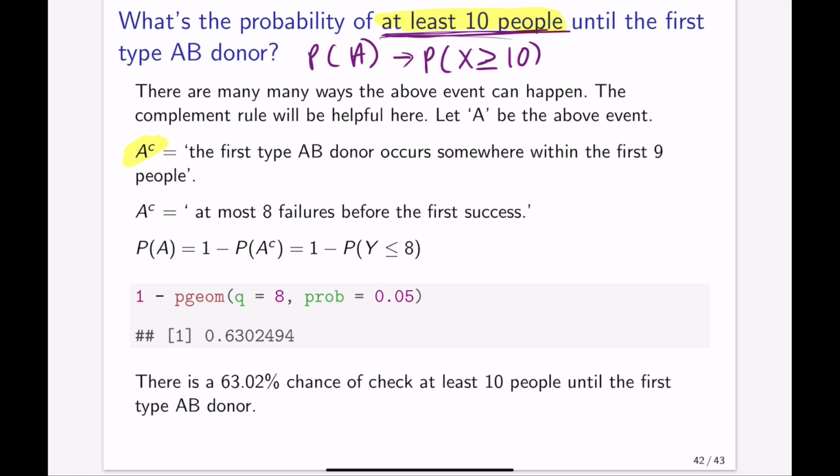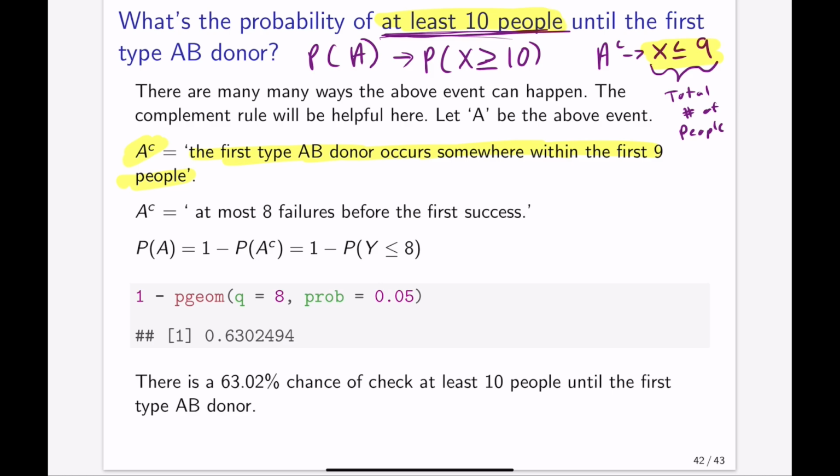Well, it's all the numbers before 10. So the complement of this event is going to be that X is less than or equal to 9. And again, what I'm talking about here when I use X is the total number of people that we need to check in order to see the first person. I could rephrase that slightly and say the complement is the event where the first AB donor is somewhere within those 9 people. That's the same thing as saying that it's at most 9, which is the same thing as saying that it's less than or equal to 9.